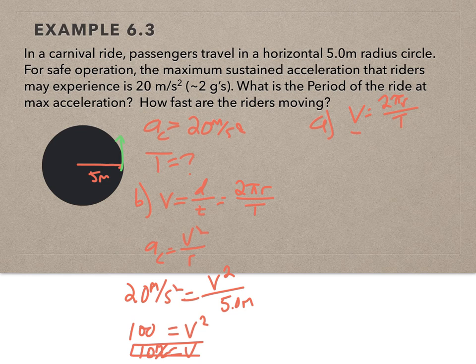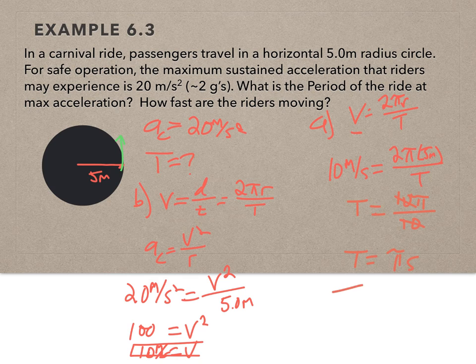So my speed is 10 meters per second. I get 2 pi times the radius of 5 meters divided by the period. So now I'm going to have to rearrange this, and this ends up being 10 pi. If I multiply this right here, this is 10 pi. And then this gets divided over here. So actually, this is a strange one. I end up with a period of, I'll show this step, 10 pi divided by 10. All right, this cancels. So my period actually is pi seconds.